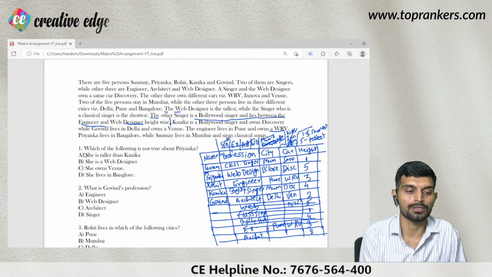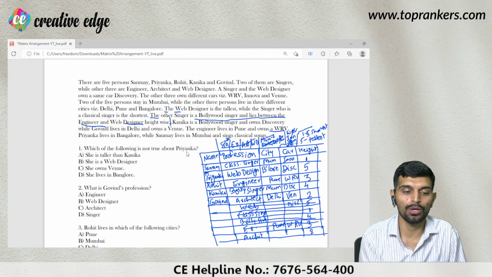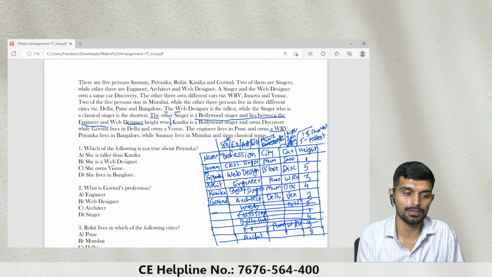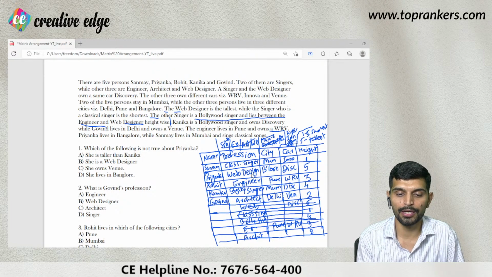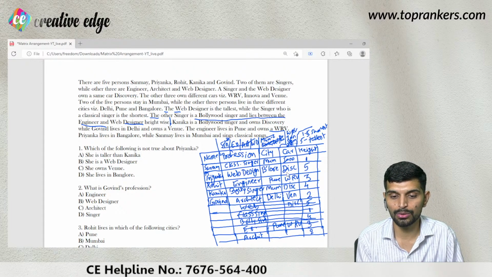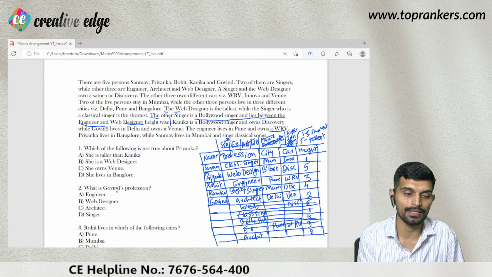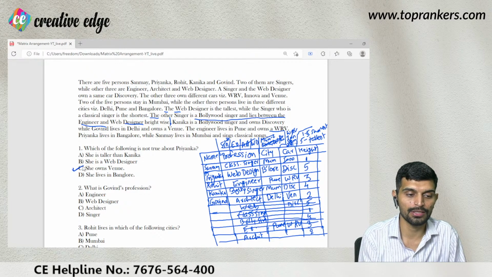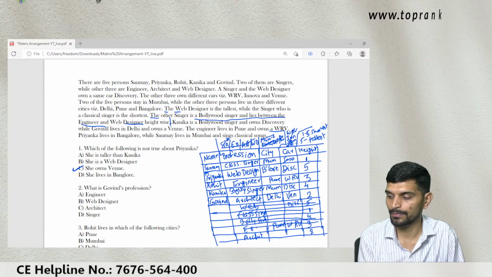Now look at the questions. Which of the following is not true about Priyanka? She is taller than Kanika? True, because she is tallest. She is a web designer. Priyanka is a web designer, true. She owns Venue. Not true. She owns Discovery. She lives in Bangalore. True. So the answer to question number one should be option C.